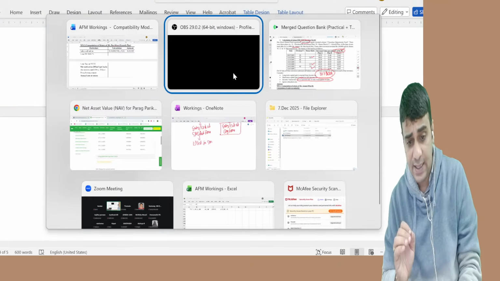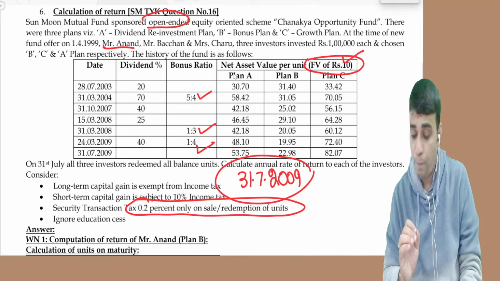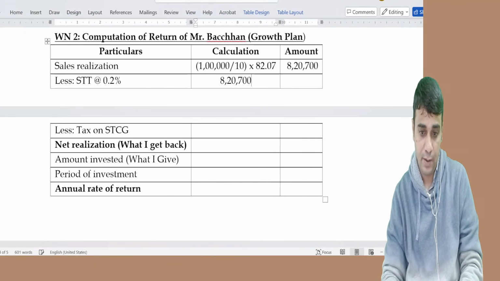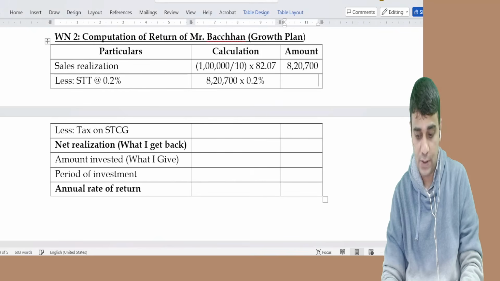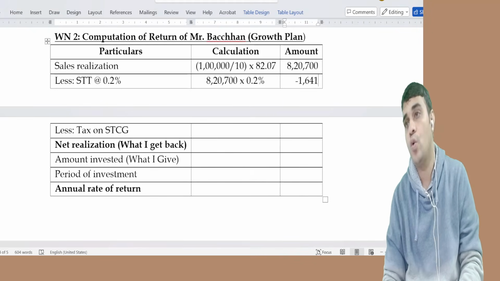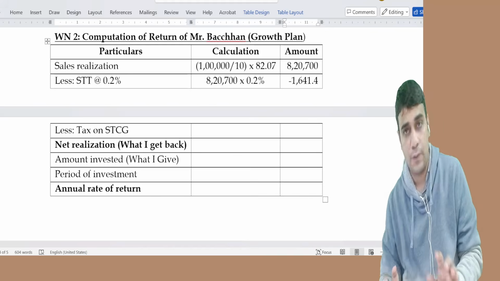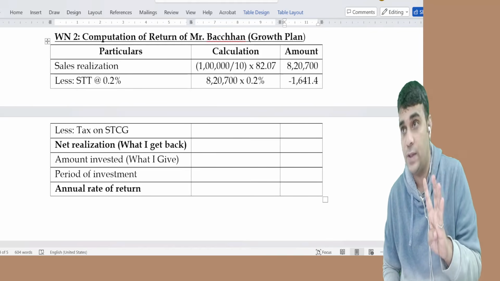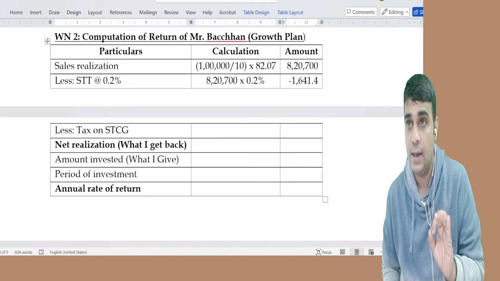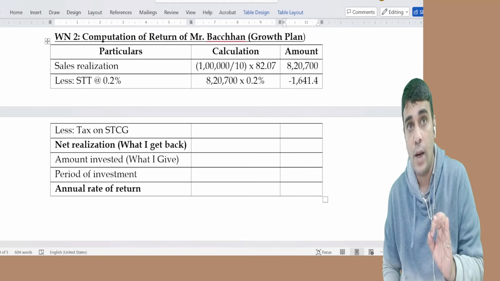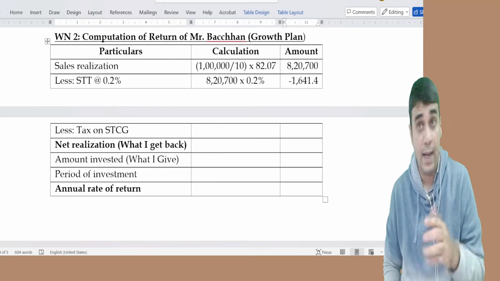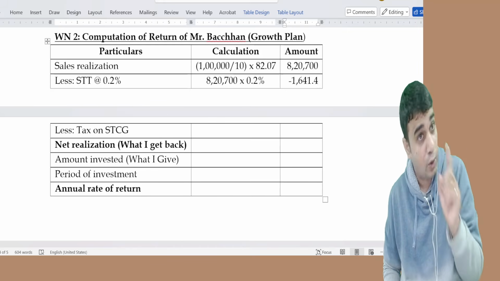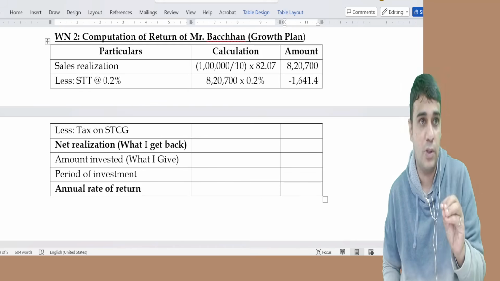What is the STT rate given in the question? 0.2%. 8,20,700 into 0.2% is 1641. This was the number. I'm rounding it off. I was little surprised. Many students, not one, I could see 4-5 students writing 16,414. Live online also you could have done. I never expected this mistake would happen because this is the first time I'm giving it, and when I went for rounds, I could see not one. I've seen 4-5 notebooks.